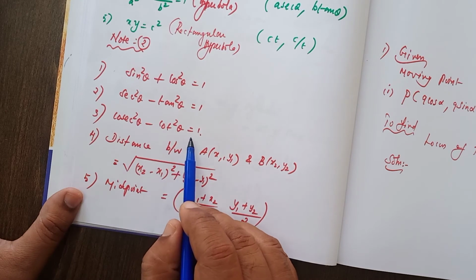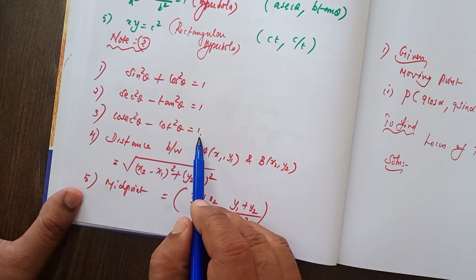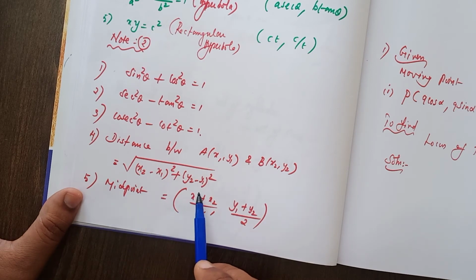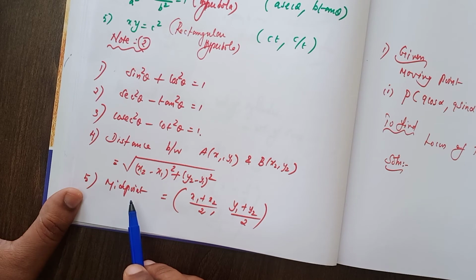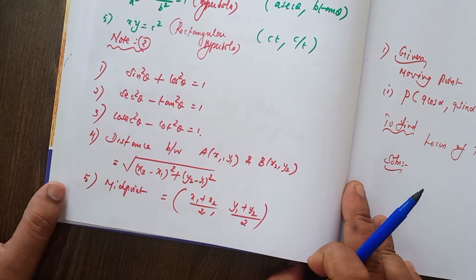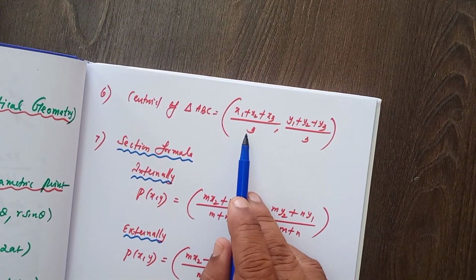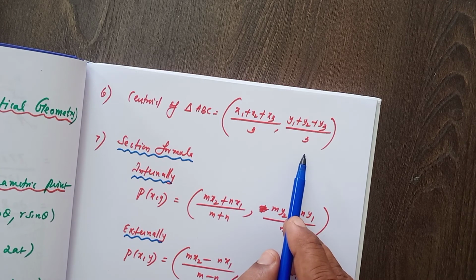Cosecant squared theta minus cot squared theta is equal to 1. Distance between the 2 points, you know very well: square root of (x2 minus x1) the whole square plus (y2 minus y1) the whole square. Midpoint of the line segment joining the 2 points: ((x1 plus x2) by 2, (y1 plus y2) by 2). Centroid of the triangle ABC: ((x1 plus x2 plus x3) by 3, (y1 plus y2 plus y3) by 3).